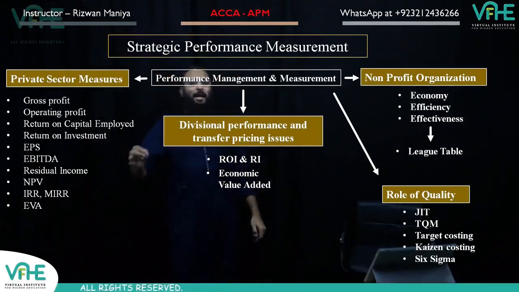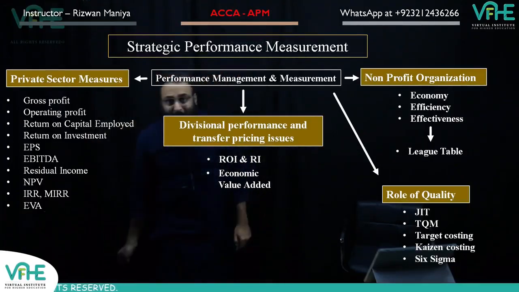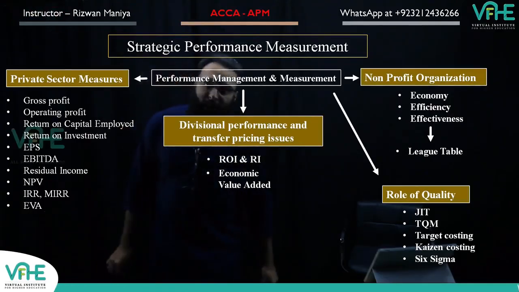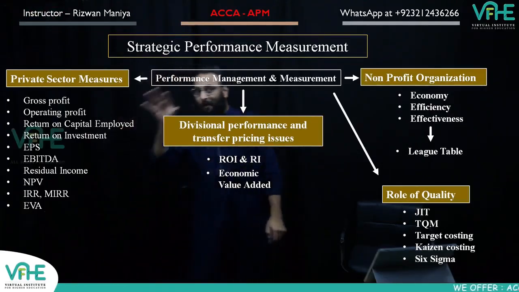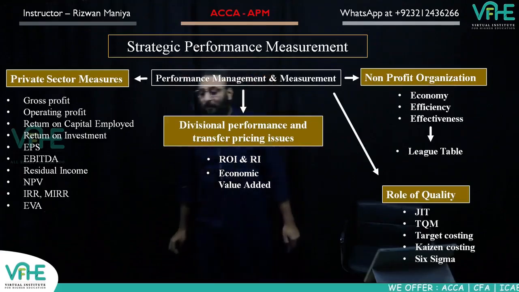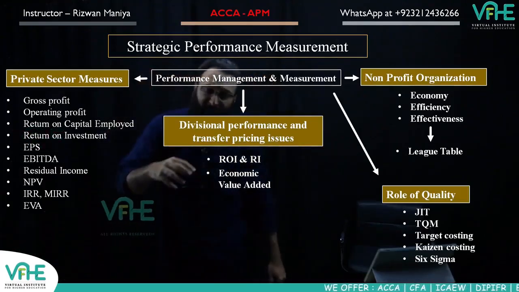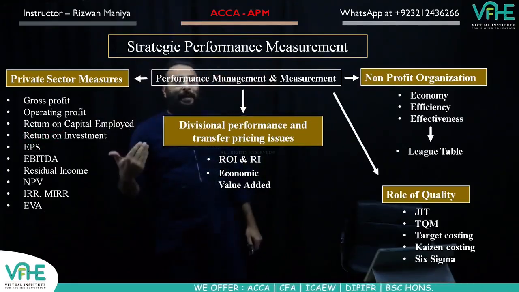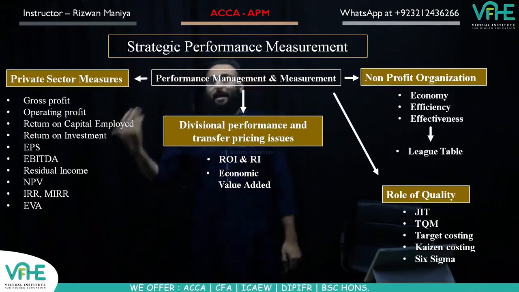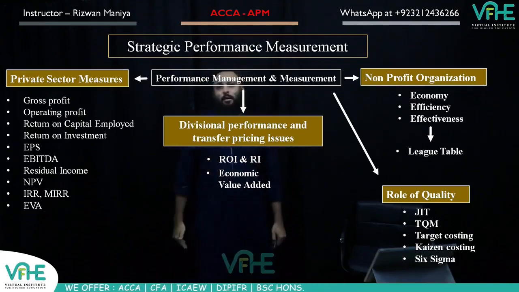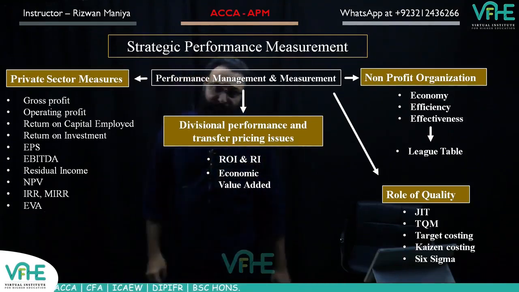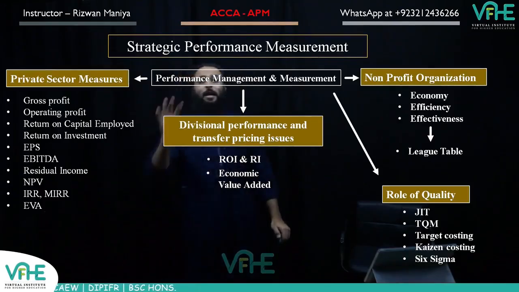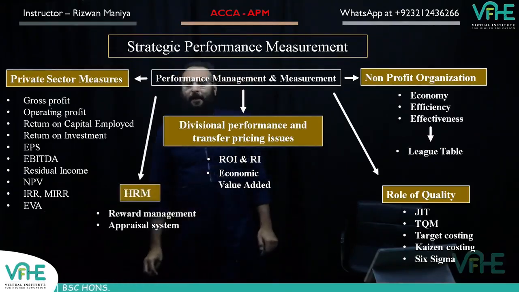So this is known as external failure cost. As a consultant, we must know the organization should always focus on conformance more compared to non-conformance. If we focus more on prevention, it means we need to have less appraisal, less internal failure, and less external failure. So this is the focus of quality in performance management and measurement.